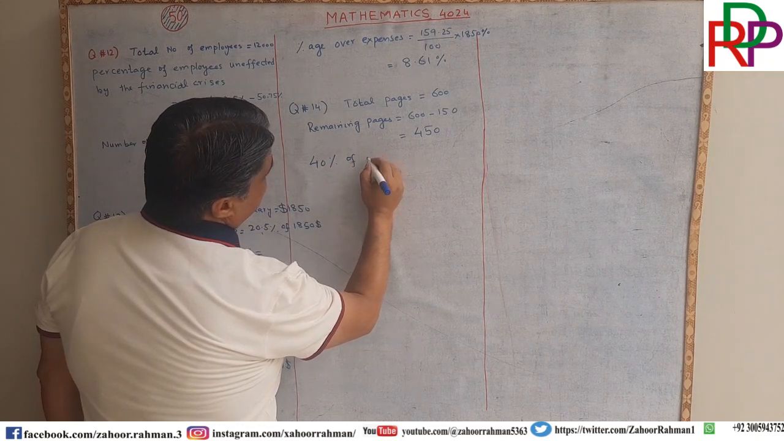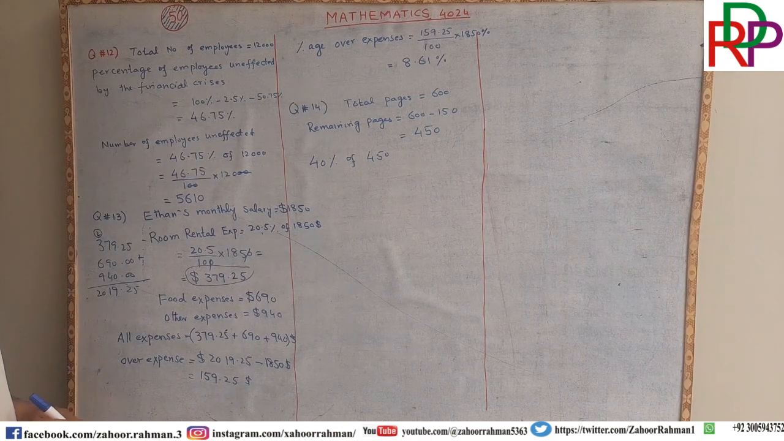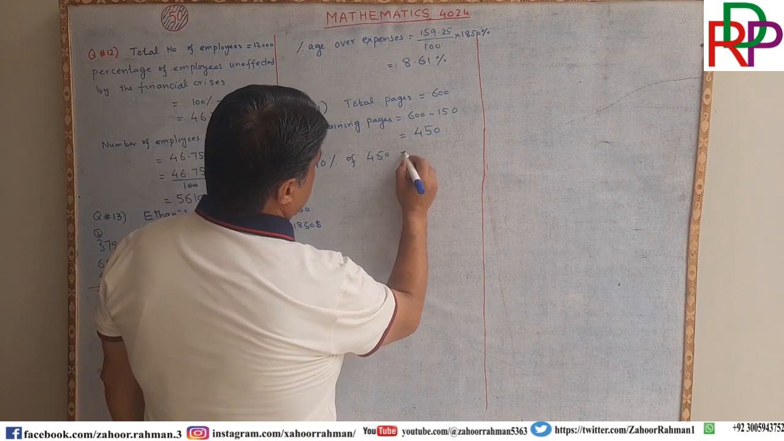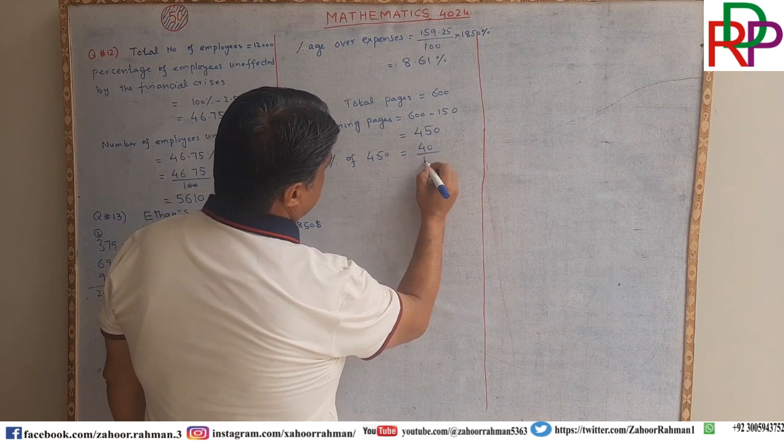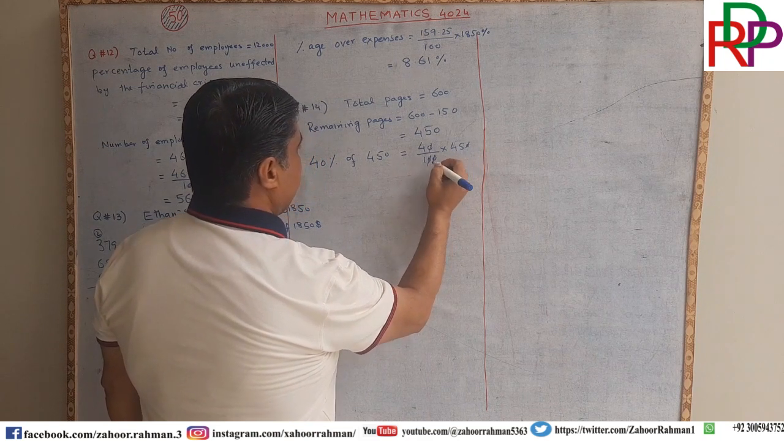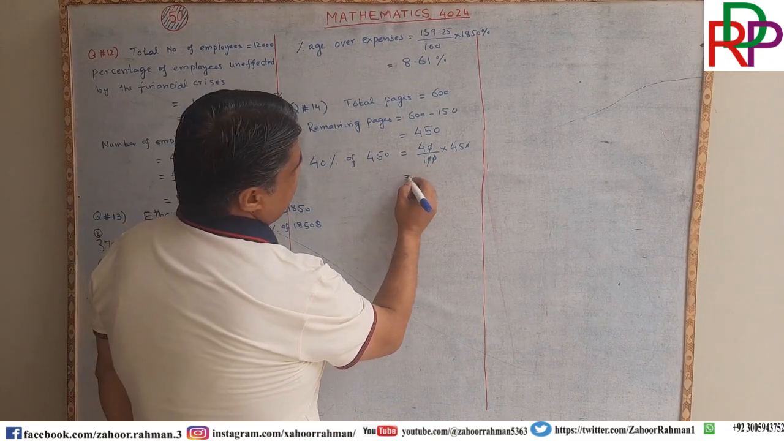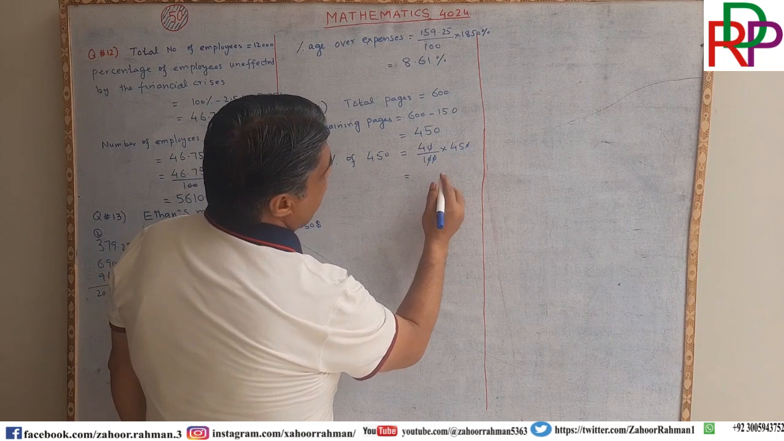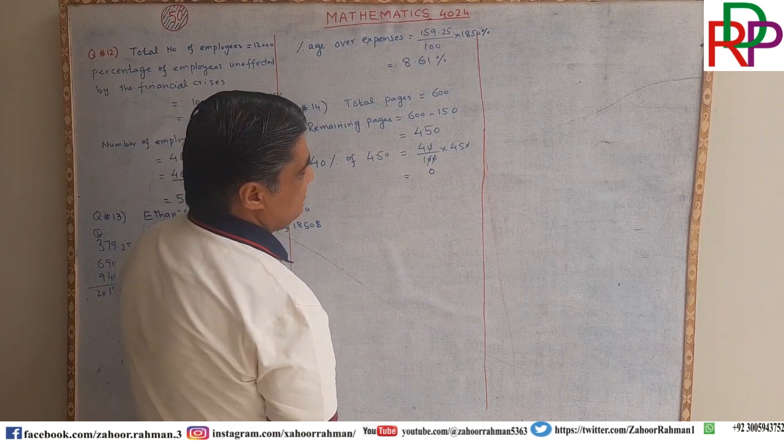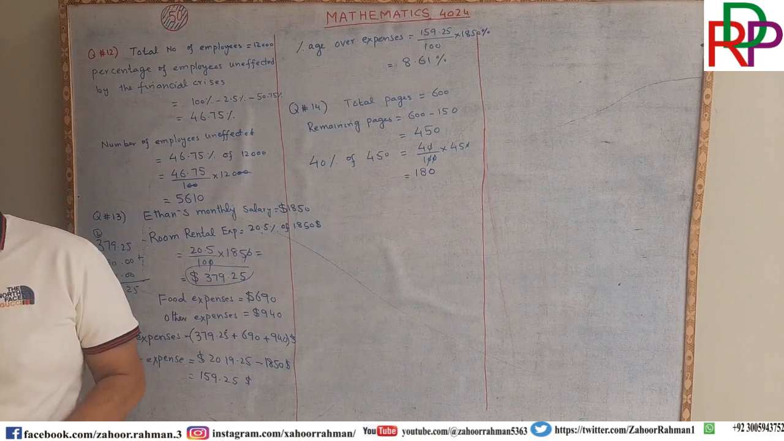40% of 450, which is the quantity of remaining pages. So that will be equal to 40% multiplied by 450. This 0 and this 0 will cancel. So it means that 5 fours are 20, and 4 fours are 16 and 18. So 180 pages.